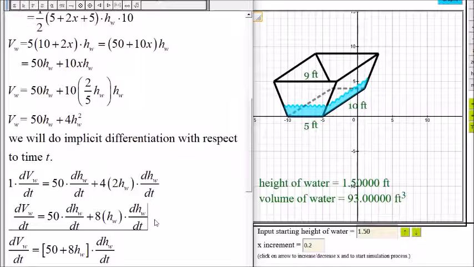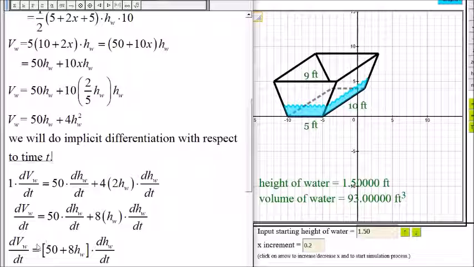And so now we have the common factor here, dh/dt. So let's go ahead and factor that out. And what's left is 50 plus 8h. And we'd like to know what is the rate of change of the height of the water at the moment when the height of the water is 1.5 feet.